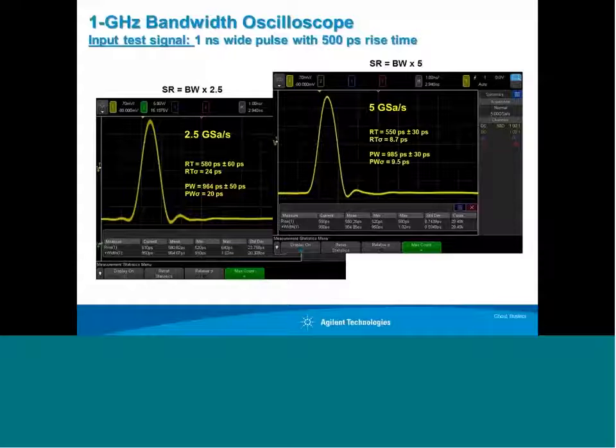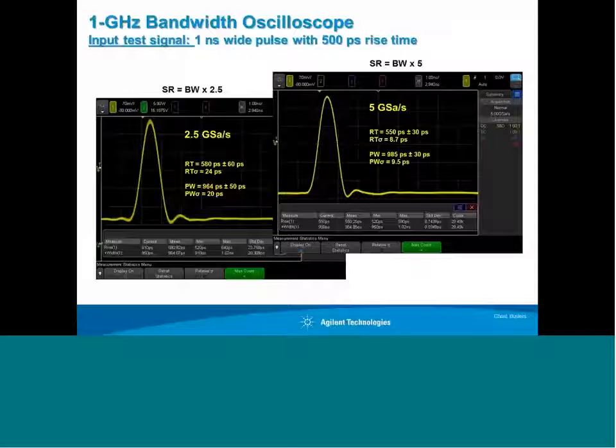Now visually I can see some differences. The waveform on the left is a little more fuzzy, and what that fuzziness is, it's not noise on the input signal, it is a small amount of aliasing. And if you look at some of the measurements, RT stands for rise time. We're measuring 580 picoseconds plus or minus 60 picoseconds, and that results in a standard deviation of 24 picoseconds.